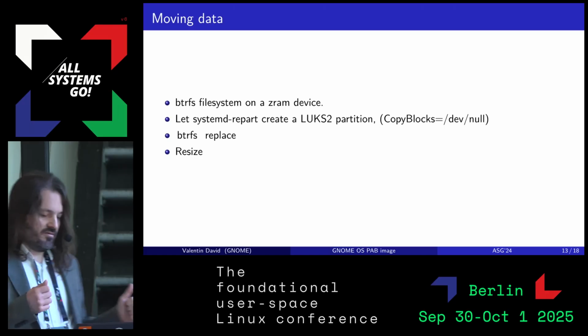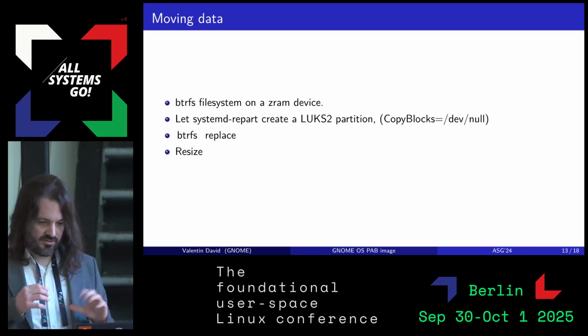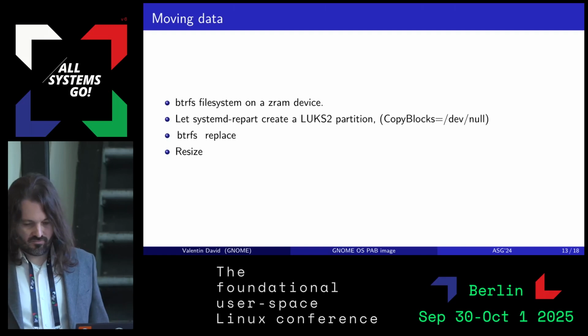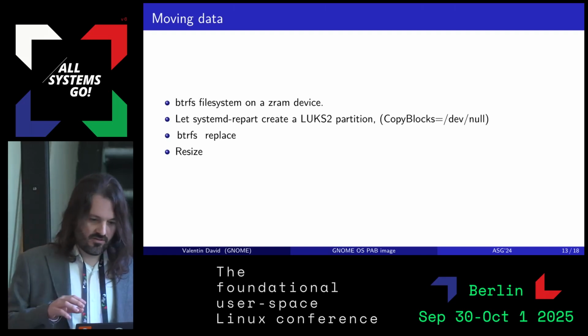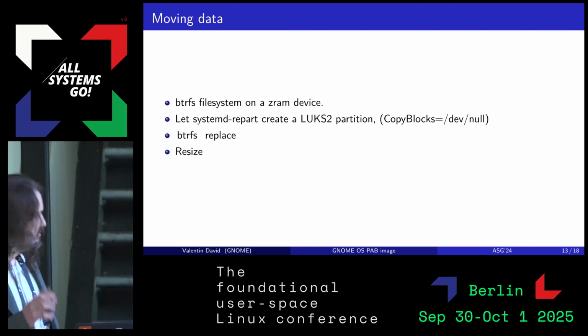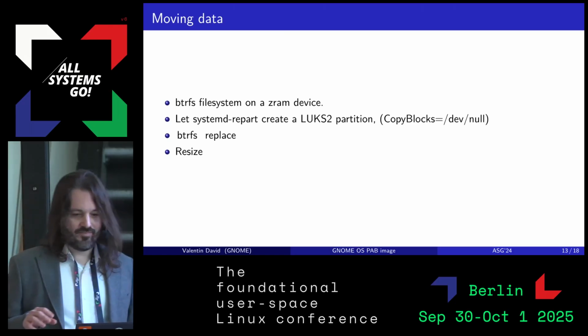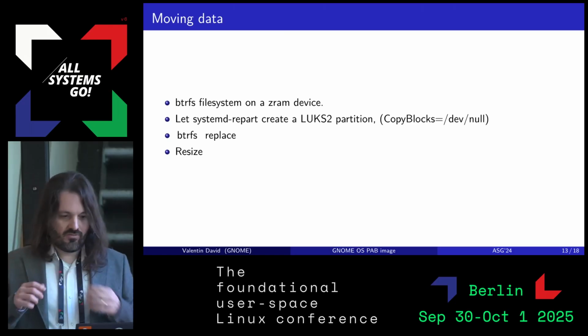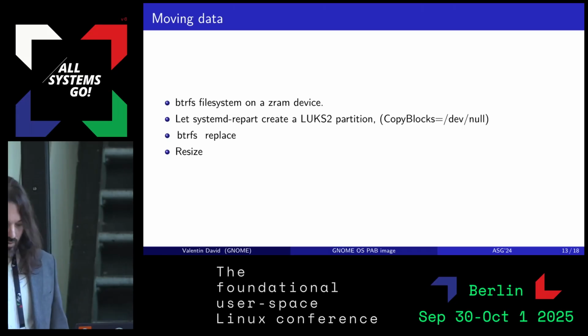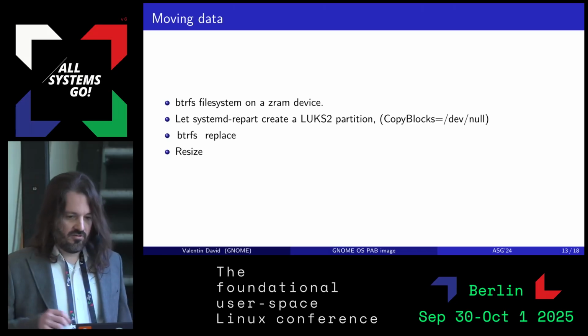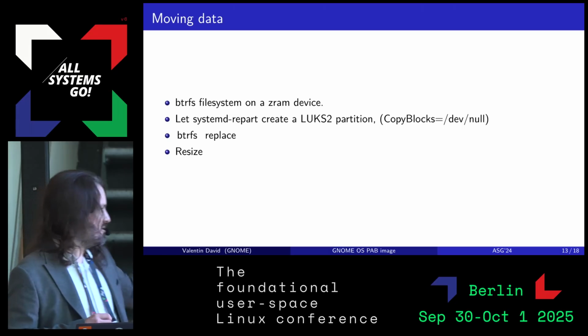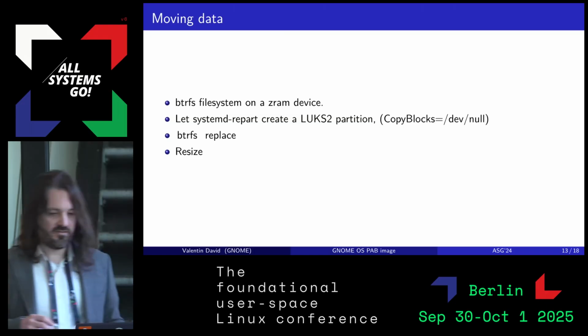So as I said, we use mostly repart. There is only the data for the root file system that we don't write. We use copy blocks dev-null for now. Once we have done the repart, we just open the LUKS2 device, and we do a btrfs replace.